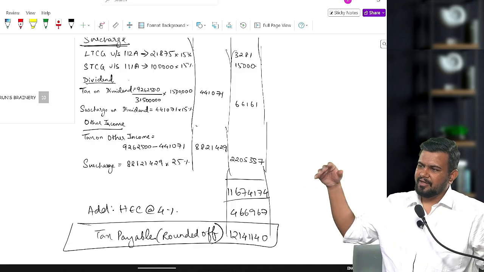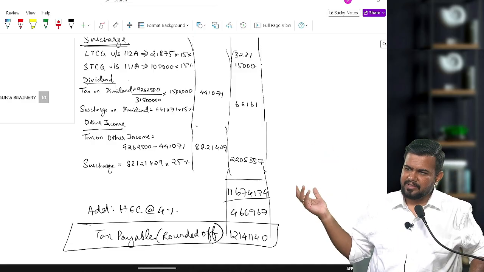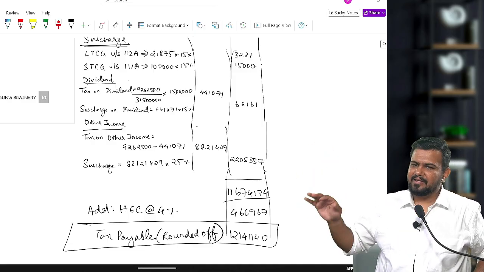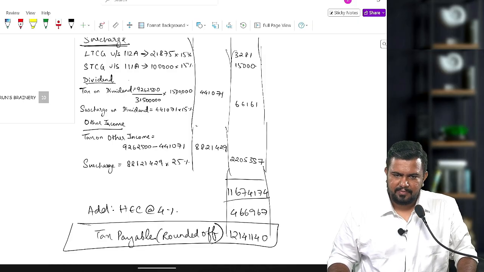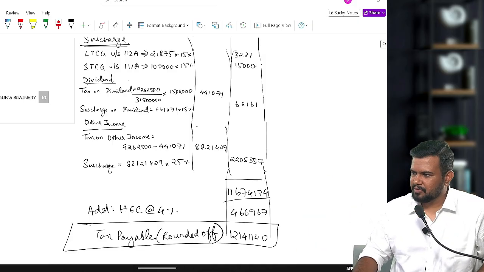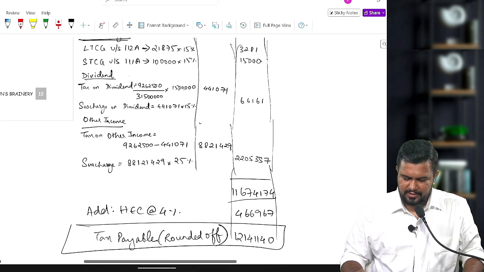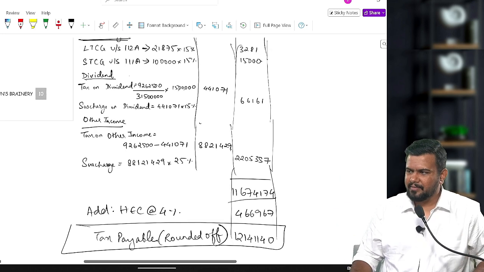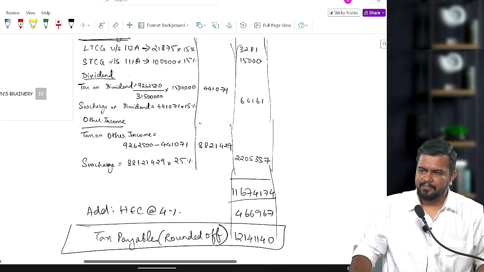This is a difficult level of question. 99% this will not come in the examination. Easier than this only will be asked. But if you know this, then you will be able to solve any question in the exam. Generally they will not mix dividend and other income; they will give them separately only.